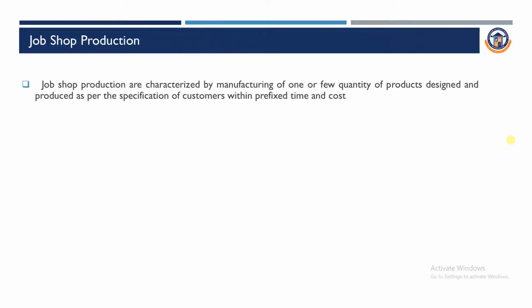So job shop production is specifically characterized by manufacturing of one or few quantities of products designed and produced as per the specification of customers within prefixed time and cost. So it's clearly stated that it's a make to order general method. So the distinguishing feature of job shop is low volume and high varieties of products.